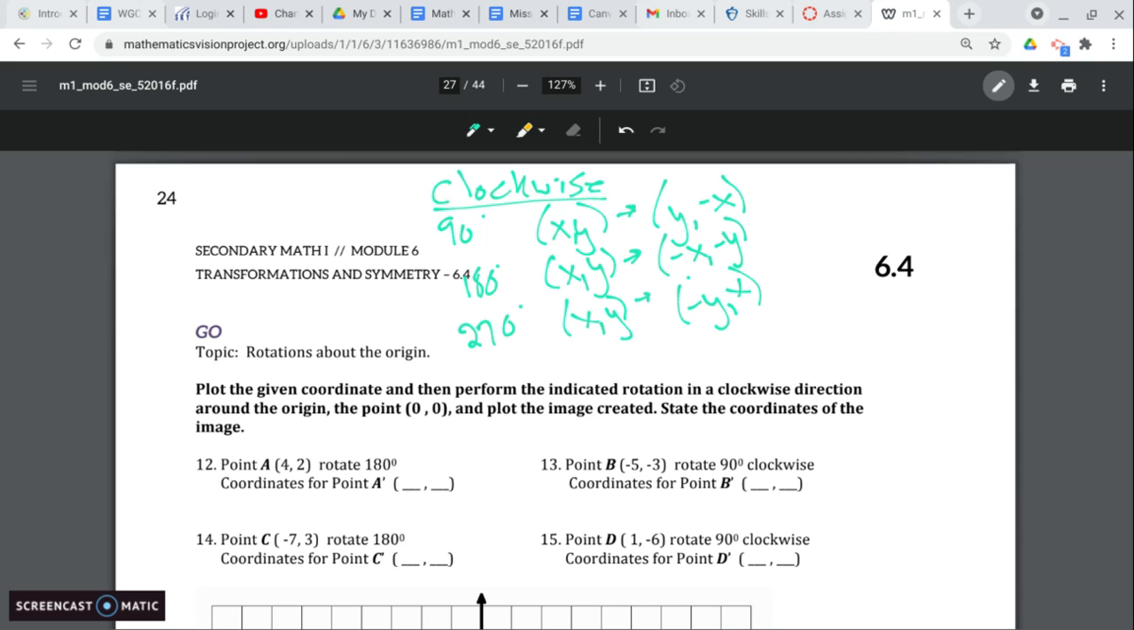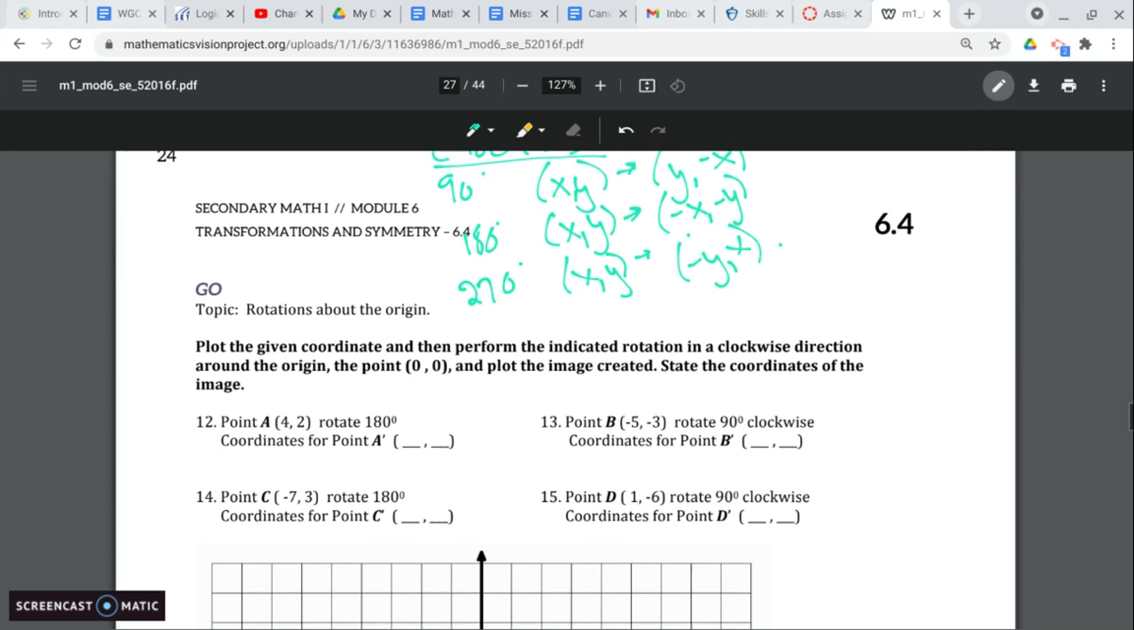Now, these are all clockwise rotations. Counterclockwise are essentially the exact same thing, except the 90 and 270 get switched. 180 remains 100% the same, but 90 and 270 switch. So in counterclockwise, this would be 270 and this would be 90. So keep that in mind.